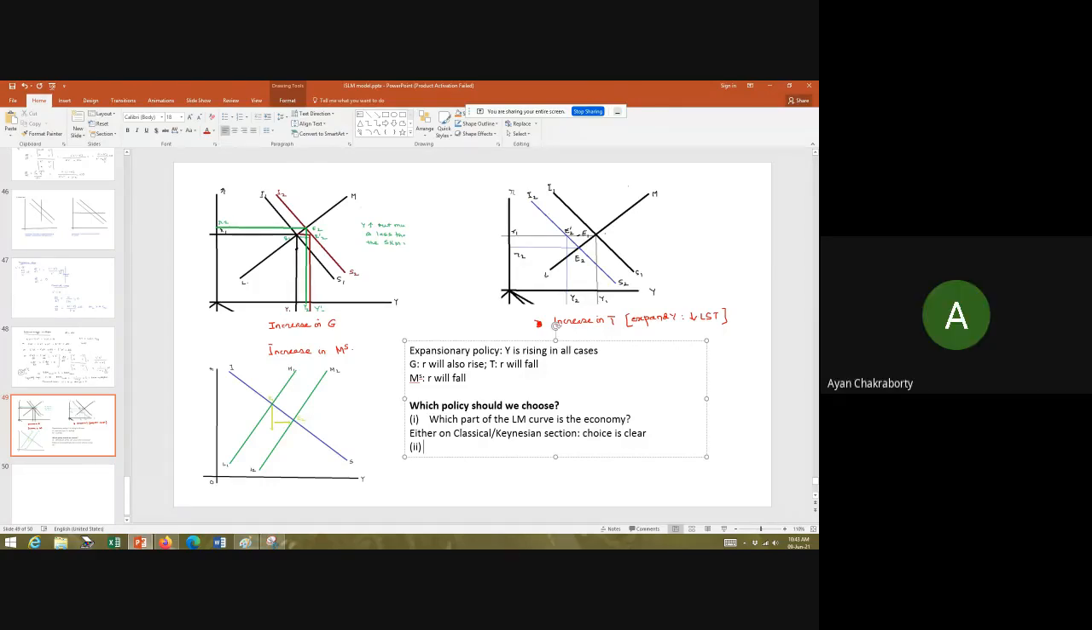Sir, the composition of Y is altered in both the cases. If government expansion is done, consumption rises and it crowds out investment. And in the other case, investment rises, but the rest are unaffected. What other variable is there? Y is rising in all the cases, right? But is there any difference in the impact of fiscal and monetary policy? Not the composition, something very broad.